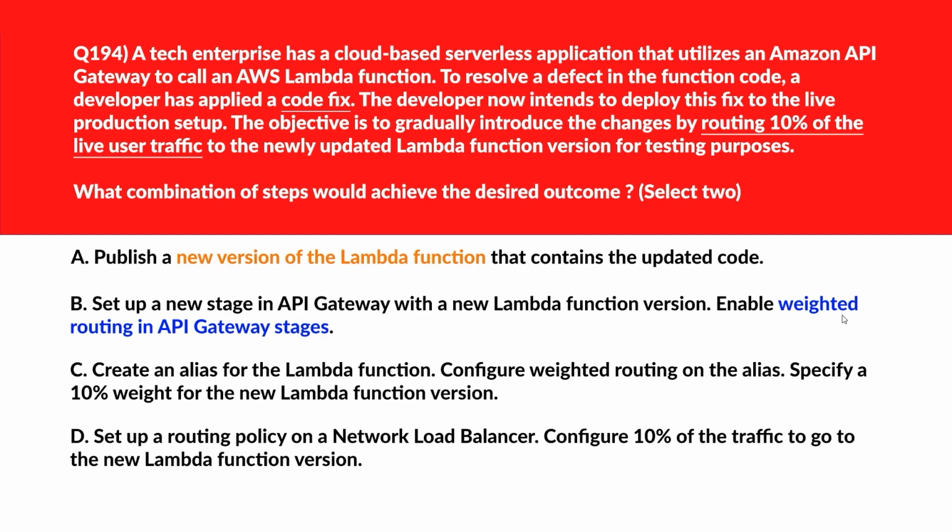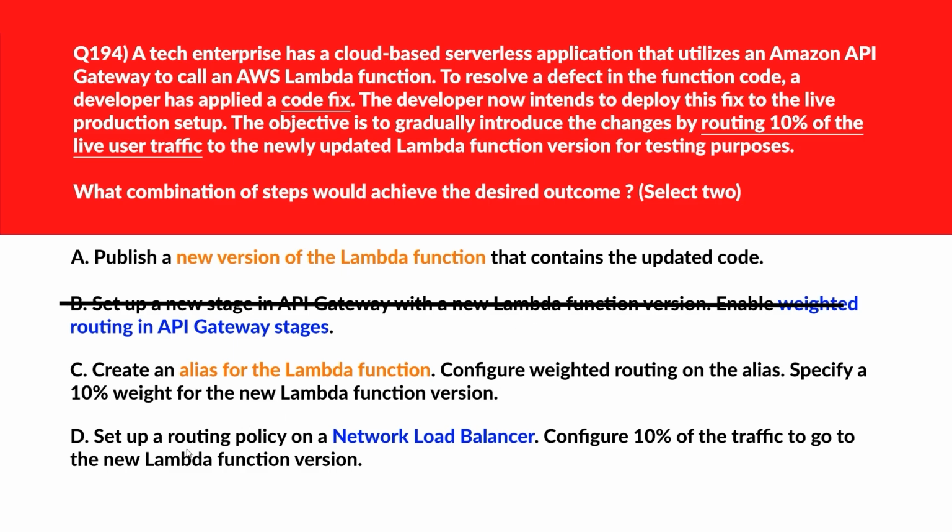Option B uses weighted routing in API Gateway stages. Weighted traffic routing cannot be applied at the API Gateway stage level. So this is wrong. Let's move to C. C says create an alias for the Lambda function. An alias allows configuring weighted traffic distribution, enabling 10% of traffic to be routed to the updated Lambda version. Let's keep this. We'll move on to D.